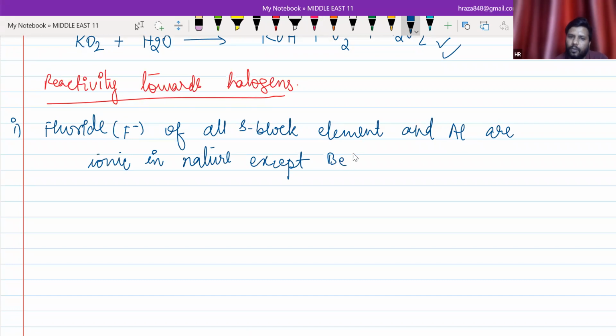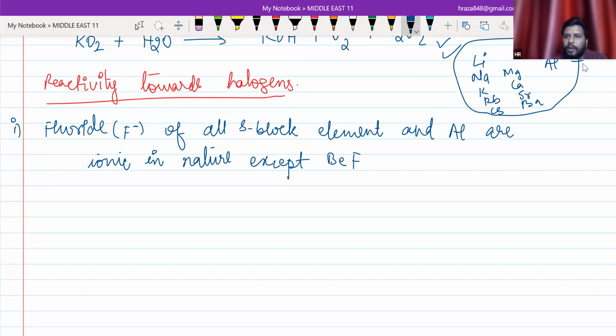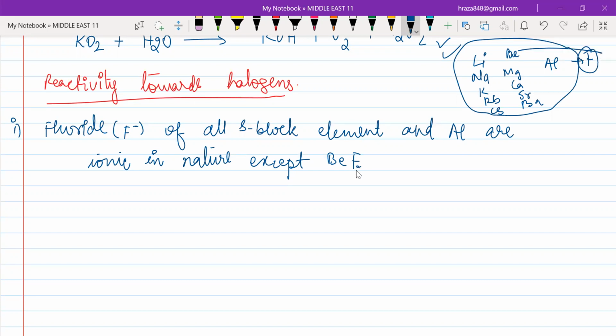You know that all the second group elements or first group elements, lithium, sodium, potassium, rubidium, cesium, or magnesium, calcium, strontium, barium, and aluminum, all react with fluorine and form ionic compounds. But with beryllium, it will form a covalent compound. Is that clear? Yes, sir.